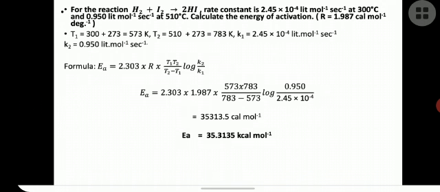When we calculate this, we get the value of EA as 35313.5 calories per mole. Again, we have to convert it into kilocalories by dividing this by 1000, and we get the energy of activation as 35.3135 kilocalories per mole.